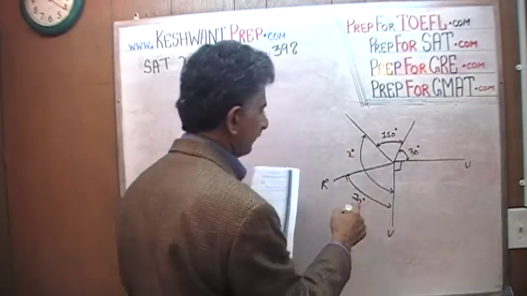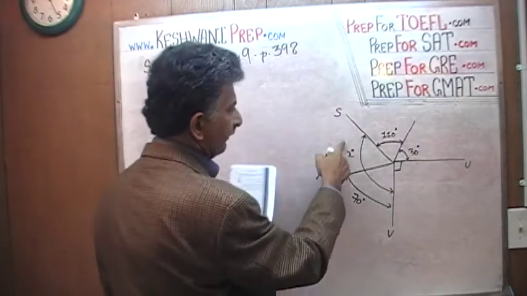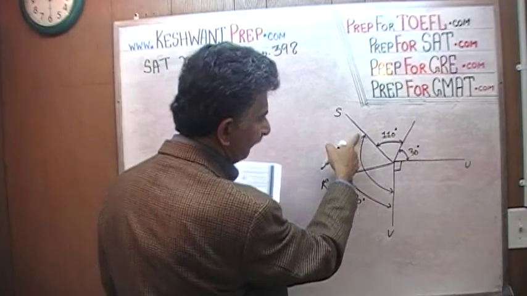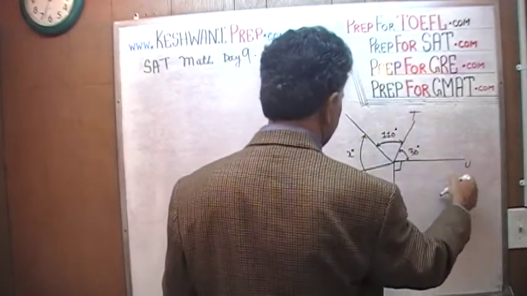This is the part you have to understand. X degree does not go from S to R, it goes the entire length, starts with S and ends all the way to V. So we have R, S, T, U and V.